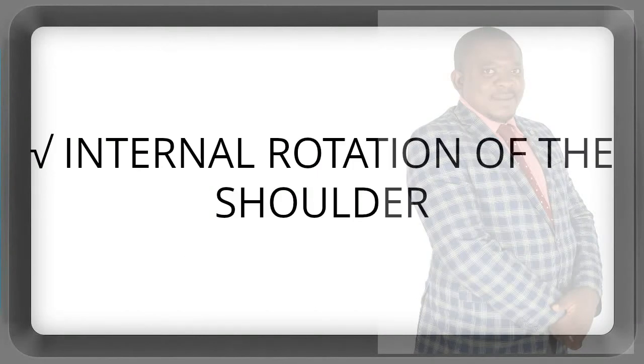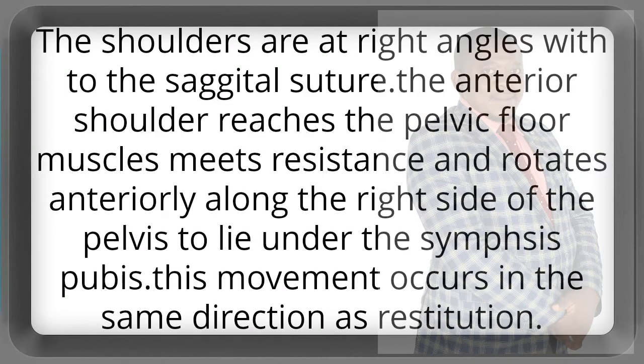Internal rotation of the shoulder. The shoulders are at right angles to the sagittal suture. The anterior shoulder reaches the pelvic floor muscles and meets resistance and rotates anteriorly along the right side of the pelvis to lie under the symphysis pubis, and this movement occurs in the same direction as restitution.